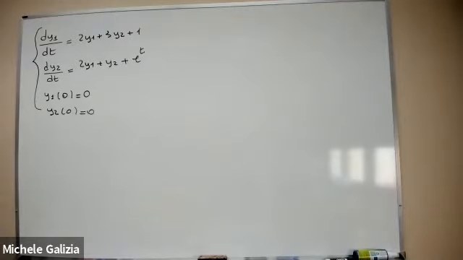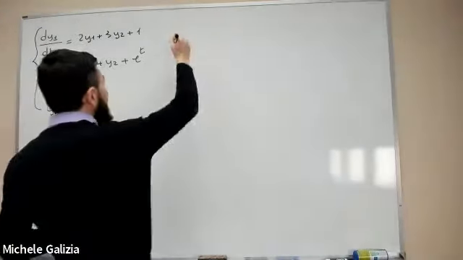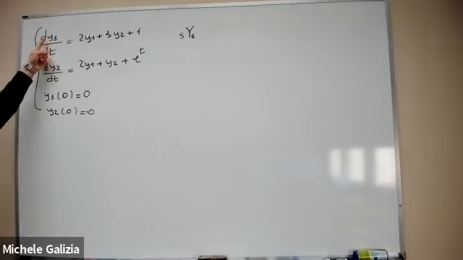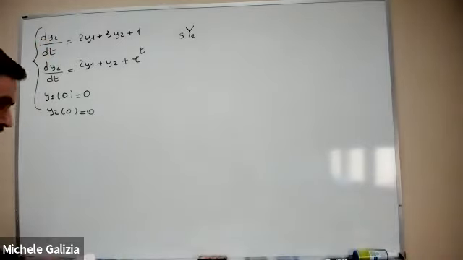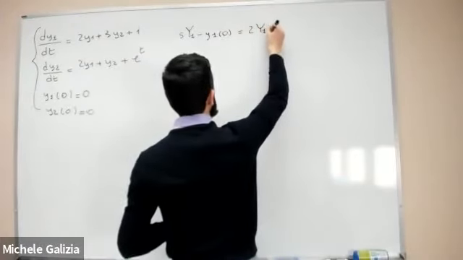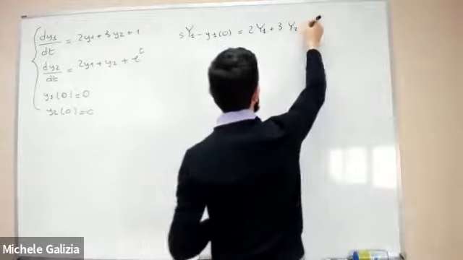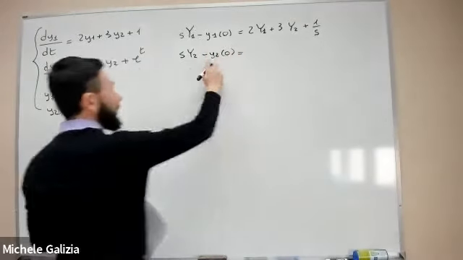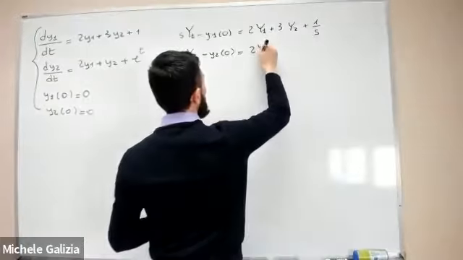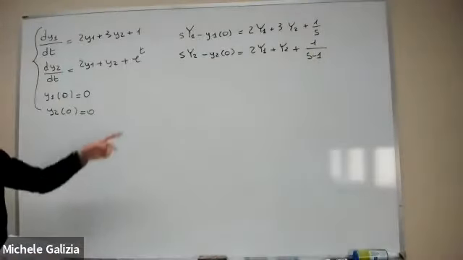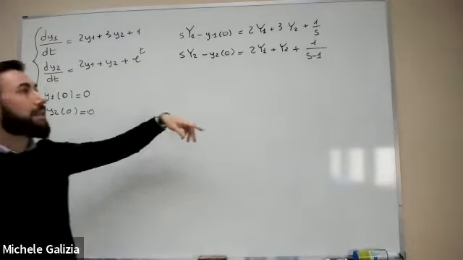So we have said we can transform with the Laplace. We have just to do this a couple of times because we have 2 equations. So first, s times y1 capitalized, the transform of the original y1 variable, minus y1 calculated in 0 is equal to 2y1 plus 3y2 plus 1 over s. s y2 minus y2 calculated in 0 will be equal to 2y1 plus y2 plus 1 over s minus 1, because the transform of the exponential function is 1 divided by s minus 1.